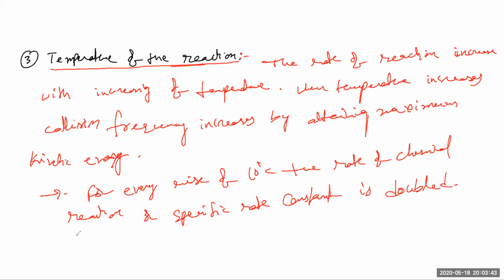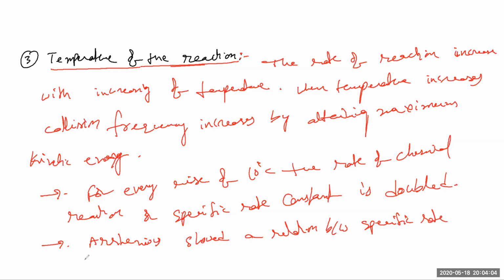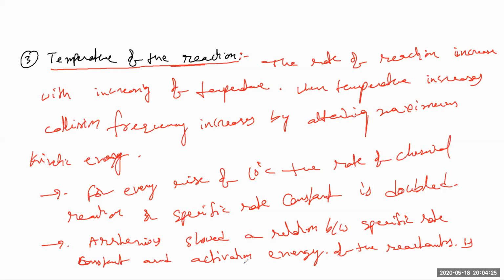Arrhenius showed a relation between the specific rate constant and the activation energy of the reactants, which is known as the Arrhenius equation. Note down.